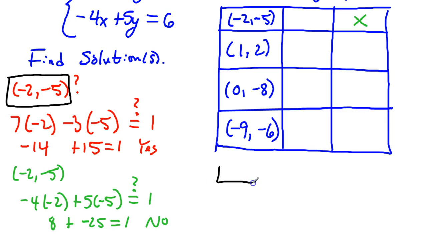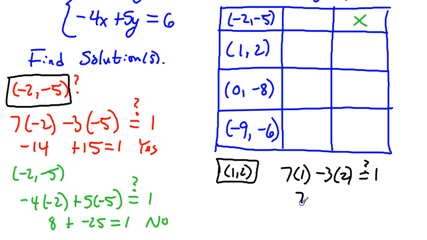Okay, and then we'll do the same thing with the next few points. Plug in the point 1, 2, and we'll check it in both of them, see if it works. So we have 7 times 1 minus 3 times 2. Does that equal 1? 7 minus 6 equals 1. Yep, that one works.